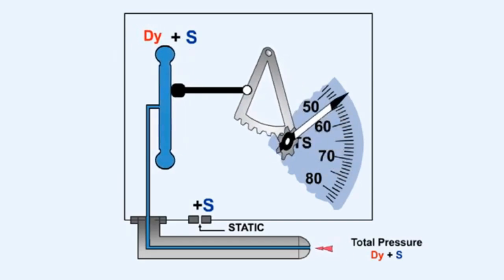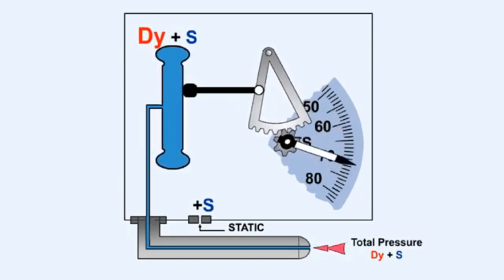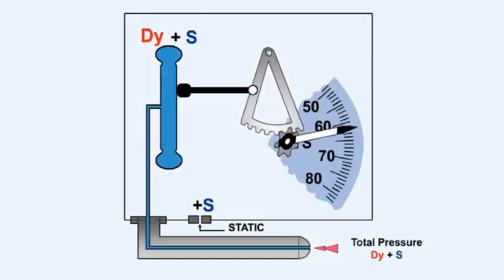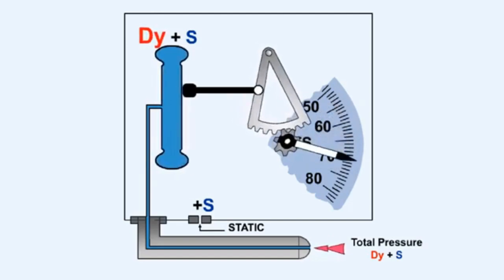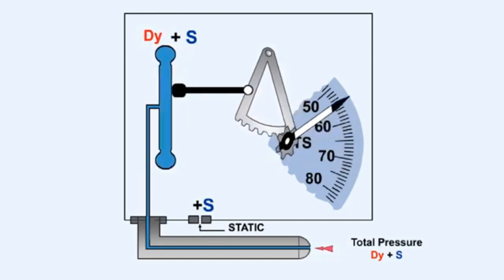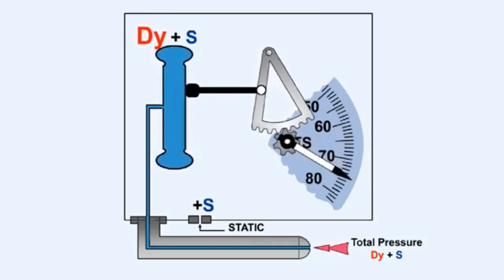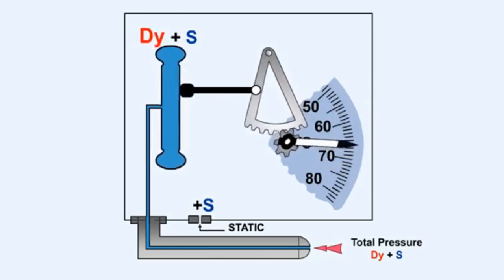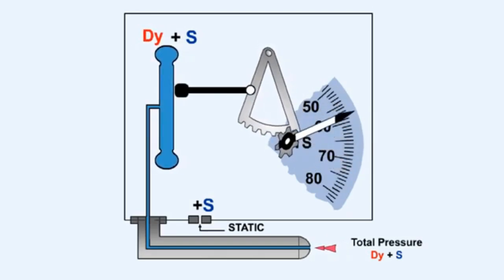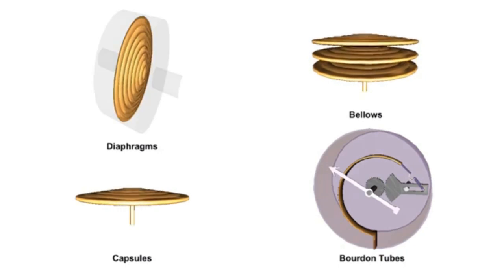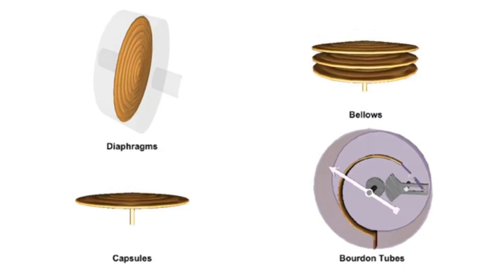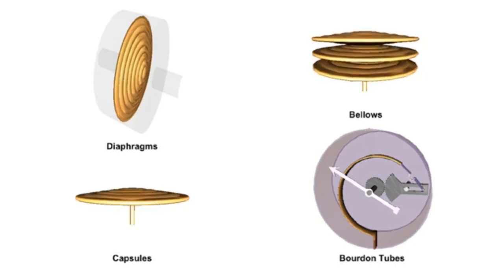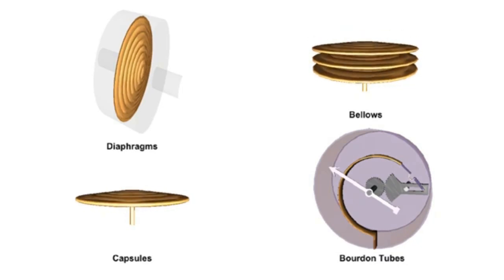Elastic pressure sensing elements are used to measure pressure. Forces are produced within the elements by applied pressures, and these forces are converted to mechanical movement. The mechanical movement is then used to operate either a direct reading gauge or an electrical transmitter. The sensing elements commonly used are diaphragms, capsules, bellows, and Bourdon tubes.